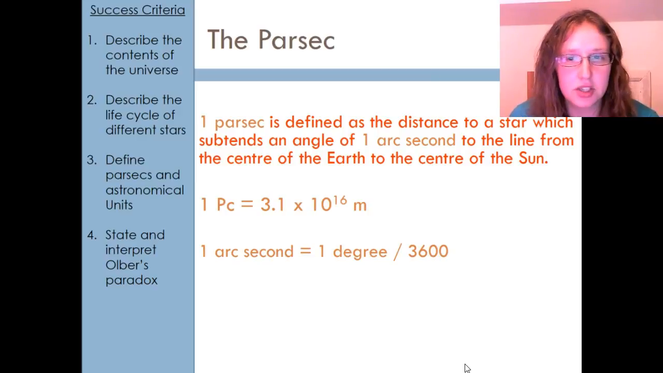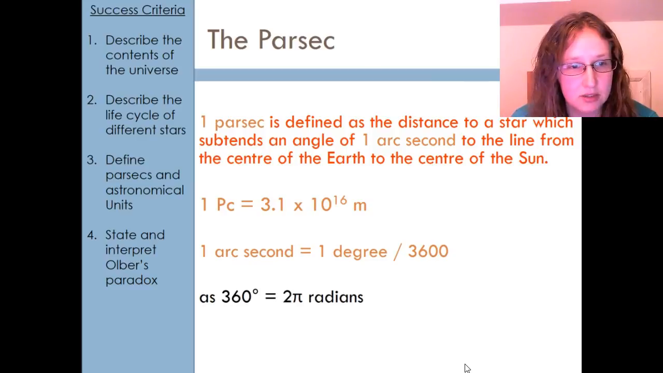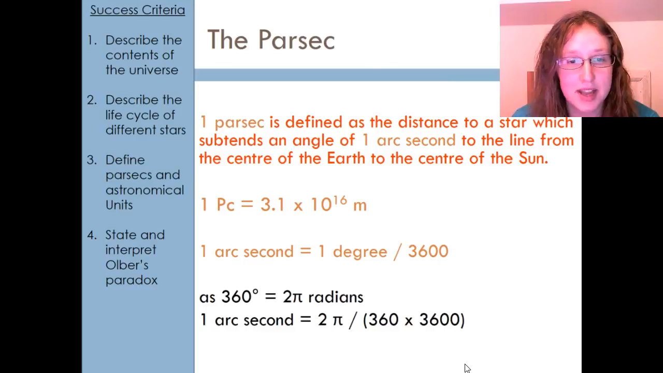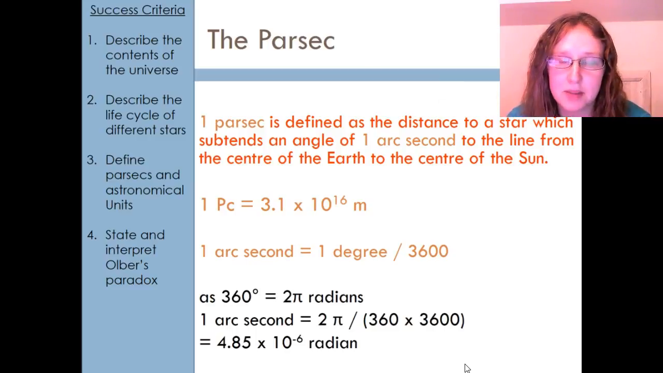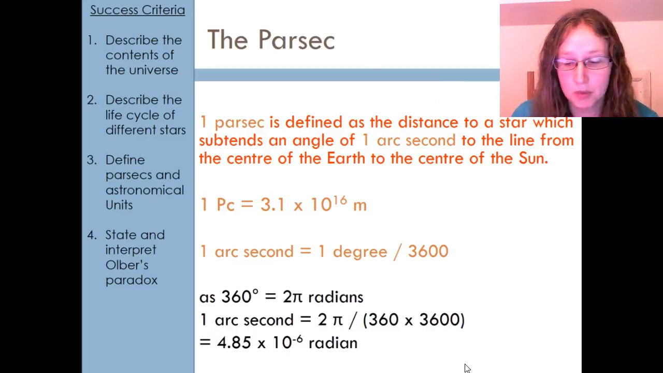Arc second, just in case we weren't sure, 1 arc second is 1 degree divided by 3,600. We can also do that in radians if you want, so 360 degrees is 2 pi radians, so 1 arc second is 2 pi divided by 360 times 3,600, which gives you 4.85 times 10 to the minus 6 radians.